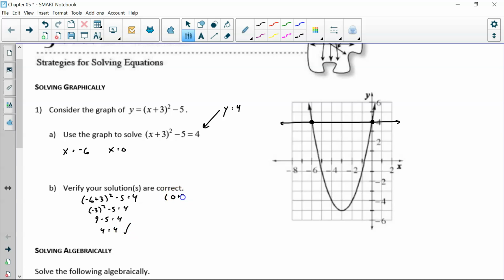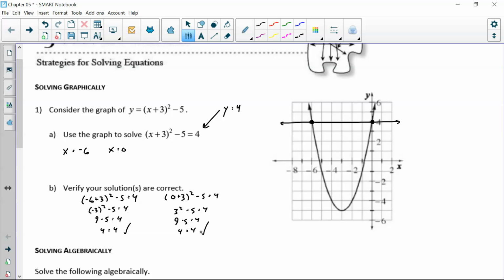And then 0 plus 3 squared minus 5 equals 4. So we get 3 squared minus 5 equals 4. 9 minus 5 equals 4. 4 equals 4. That is also a valid solution. So there's our two solutions, -6 and 0.